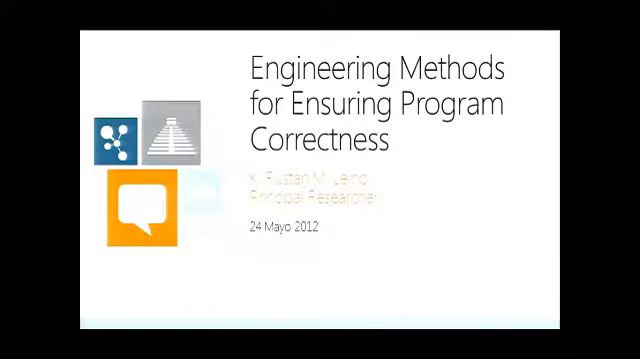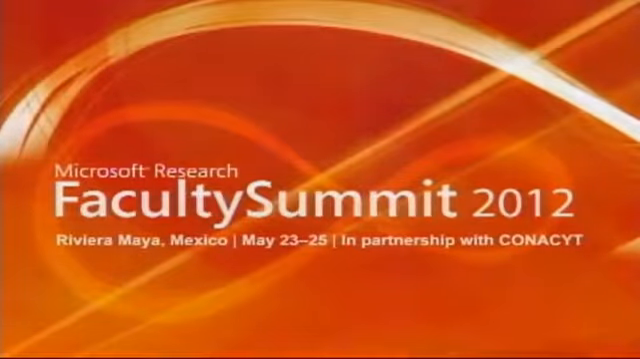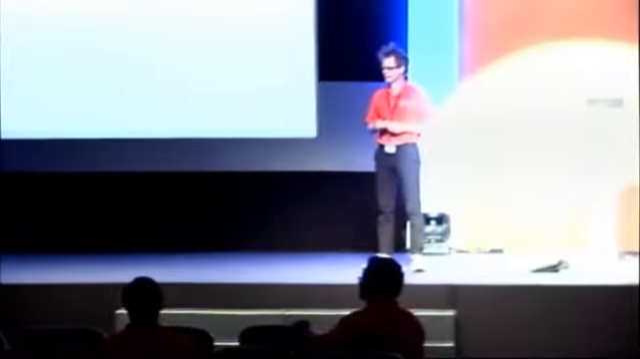Okay, so now we're online, and welcome back to the software engineering session. It's my great pleasure today to welcome Rustan Leino, who's a principal researcher at Microsoft Research. He is famous for having been involved in various projects leading to successful software tools in formal verification. He got his PhD from Caltech, and he's going to talk to us today about engineering methods for ensuring program correctness, something in which he is an expert.